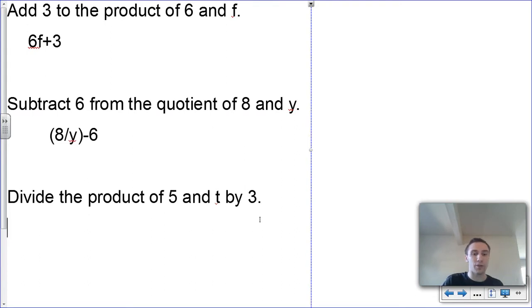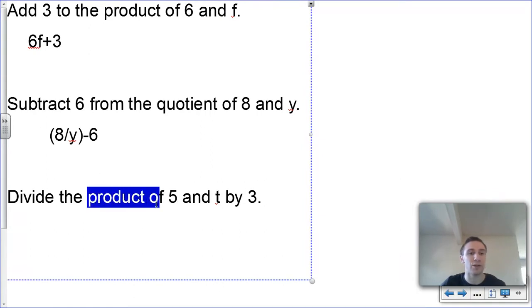This next one says divide the product of 5 and t by 3. So this is a very, very peculiar phrasing, but it's one that is extremely important in algebra, and it's a type of expression that we're probably going to end up seeing a lot moving forward in our studies of algebra. So divide the product of 5 and t by 3. So we're going to divide by 3 according to the phrasing here. And then I'm being told that I have to use product of 5 and t.